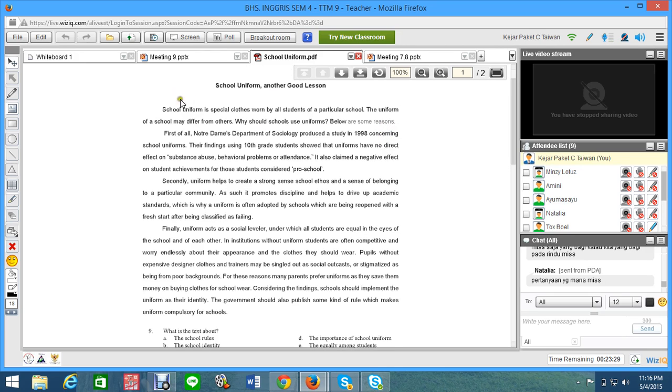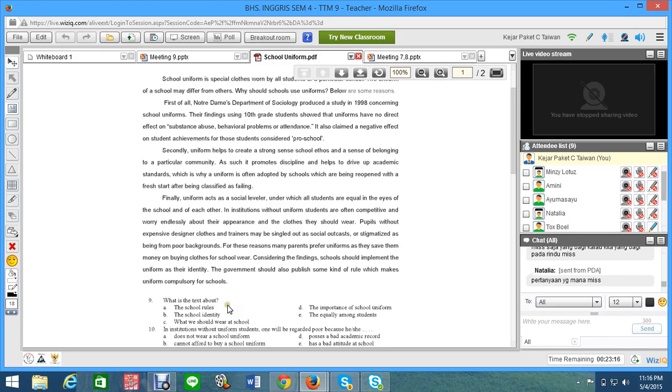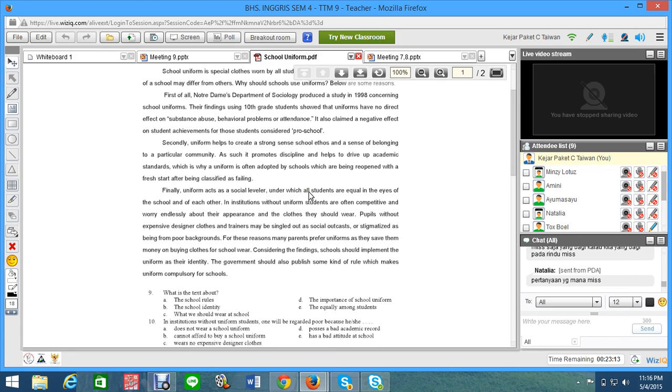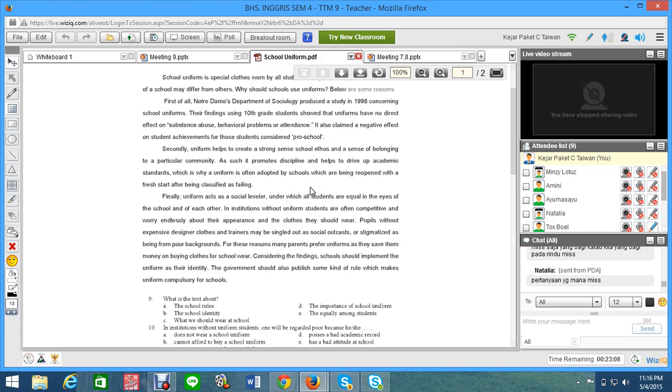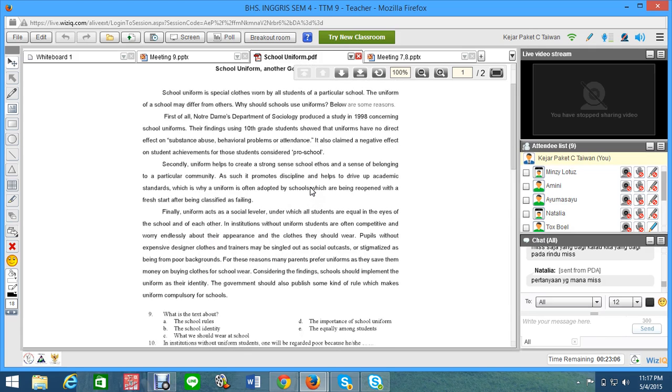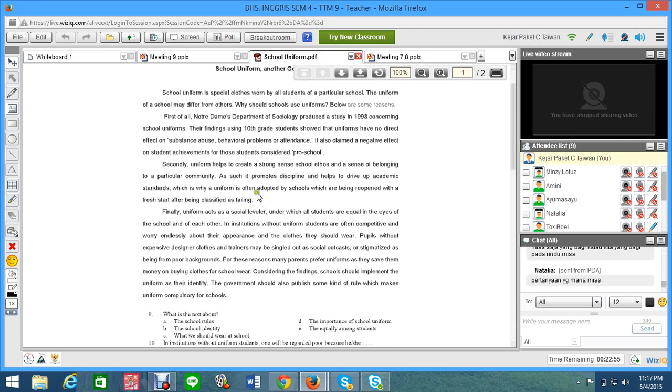Jadi ini ada thesis dan main arguments. Okay, thesis dan main arguments. Ini adalah pertanyaan nomor 1. What is the text about? Jadi nanti untuk nextnya, kalau kalian menghadapi ujian, if you face examination, you just read the question first. Then you can come back to the text, because if you spend your time reading this text first, you will waste your time when you come back to the questions.